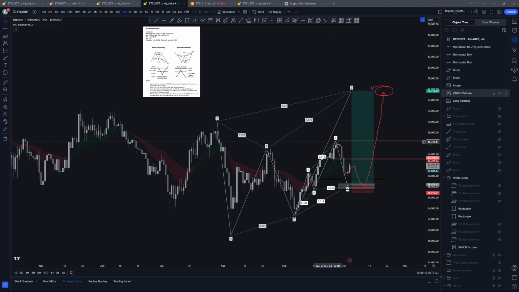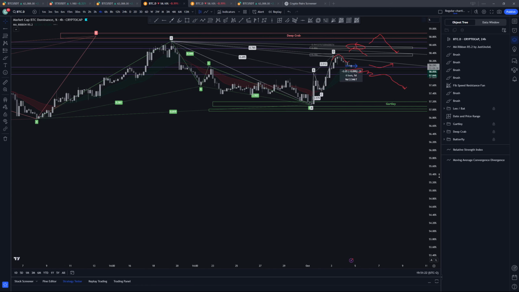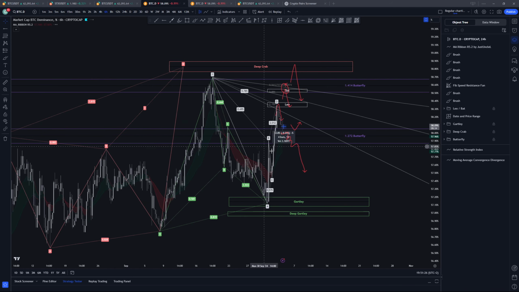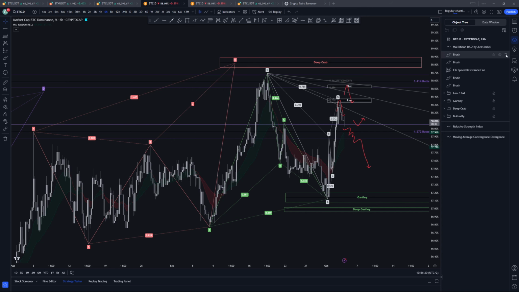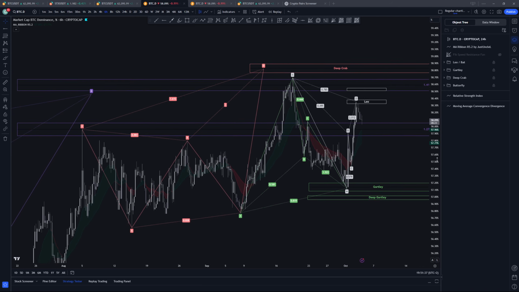Okay, let's see. That is it for Bitcoin. Next up is going to be BTC dominance. This is a rather chaotic chart, but I promise you there is a lot of method to the madness. I'll remove the noise. So I'm gonna remove the little brushes and I'm gonna hide the fans. This is what I'm looking at.